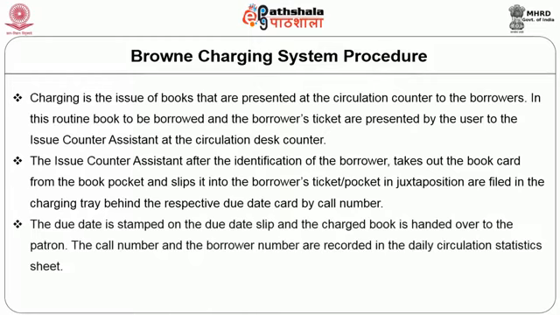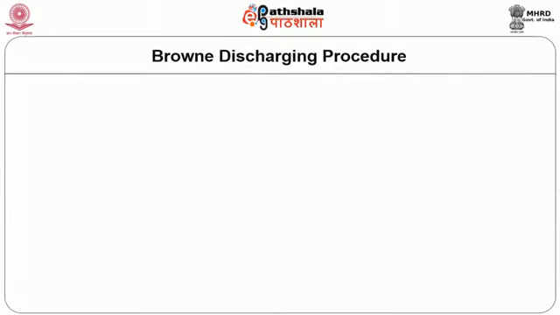The due date is stamped on the due date slip and the charged book is handed over to the user. The call number and borrower number are recorded in the daily circulation statistics sheet. In the Browne charging system procedure, discharging is the work of securing books borrowed and releasing the borrower's ticket. This routine involves the following.